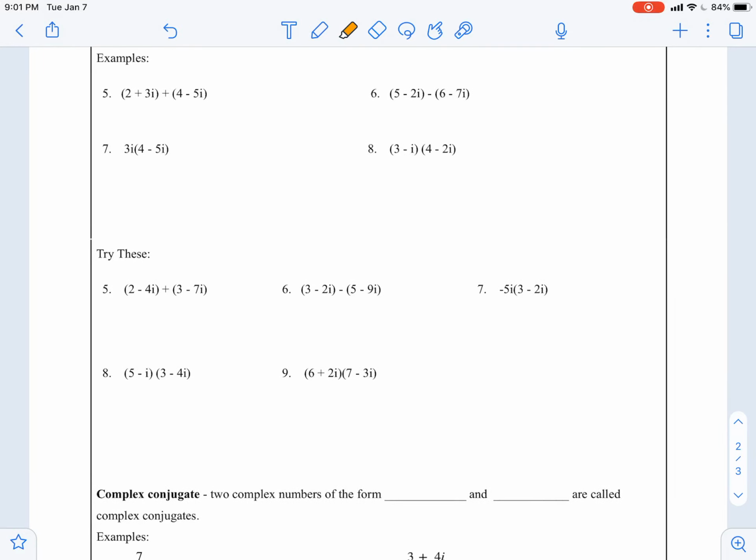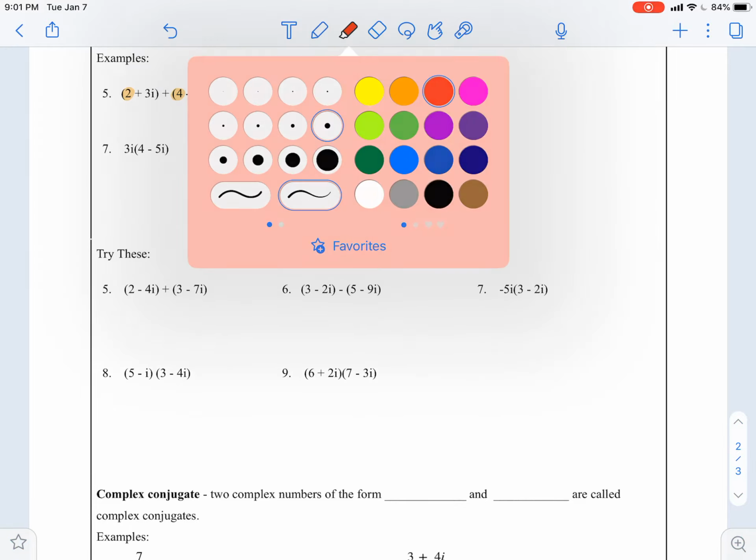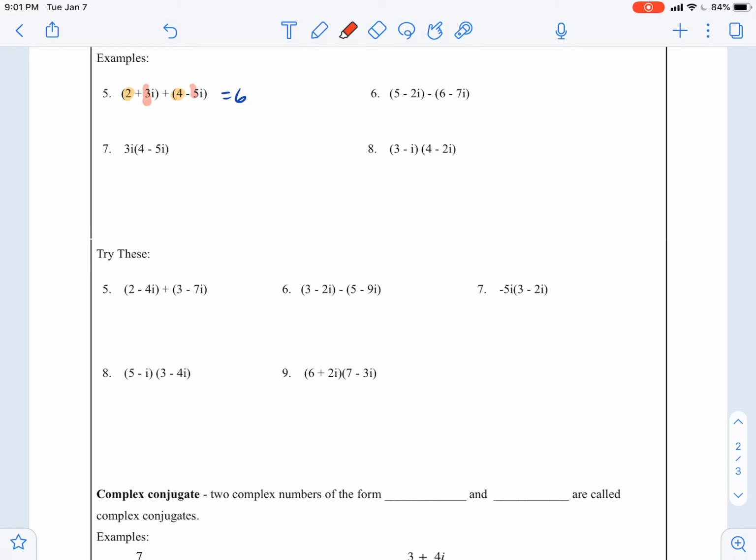Again, I'm going to start with just my constants. So 2 plus 4 is 6. And then I'm going to do my coefficients. I have 3 and 5, which is 8i.